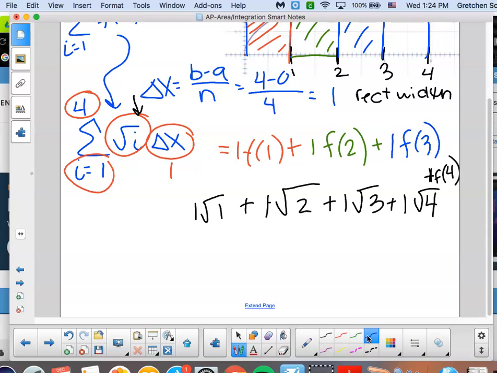Good practice to leave your answers as exact and approximations. The ones obviously aren't doing anything. What's the square root of 1 plus the square root of 4? Square root of 1 is 1, square root of 4 is 2. So as an exact answer, is this going to be our area approximation? Decimal approximation, it is approximately equal to 6.146.